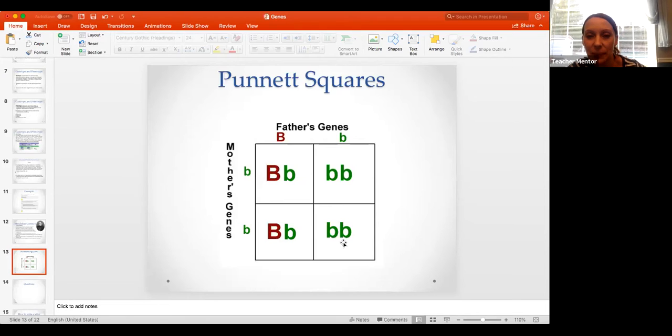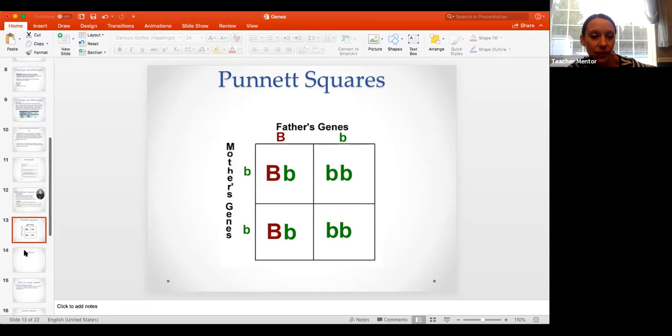That kind of makes sense? Kind of weird to think about it. So it's just a tool that we use to figure out the probability, the possible options of what the offspring would have. Awesome. You guys got it.